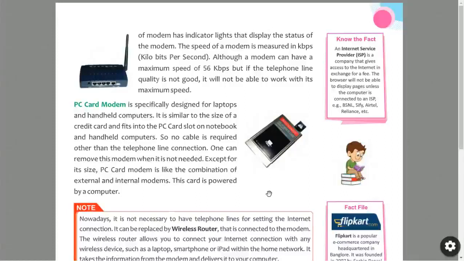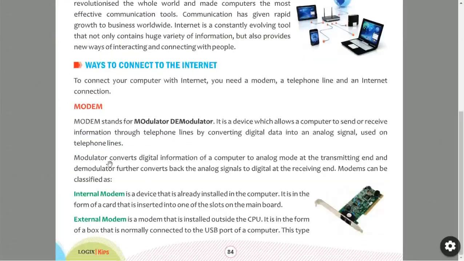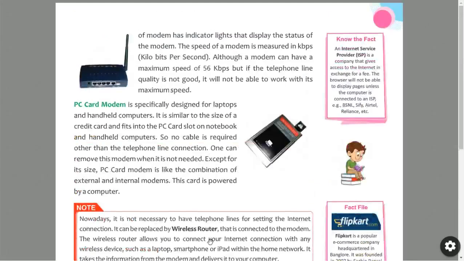In my previous video, I have discussed modem, what is an internal modem and what is an external modem. So these two points were discussed in my previous video. If you have not watched that video, once you watch it, you will understand the points. So next, the last type of modem, that is PC card modem.